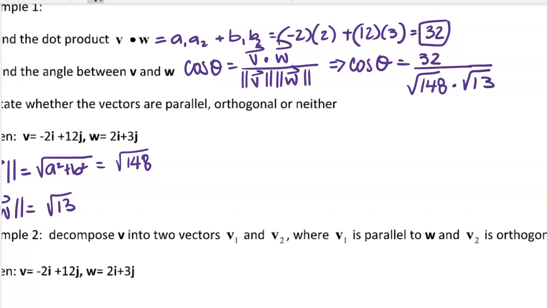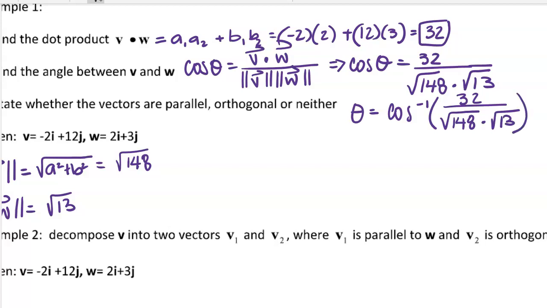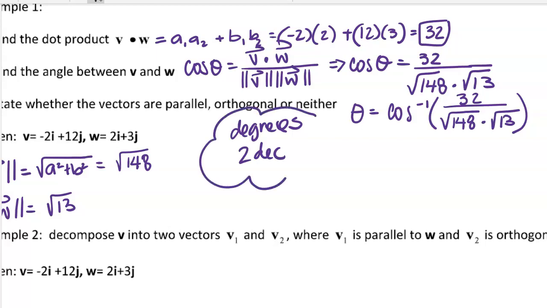Obviously, we're trying to look for theta. So, what do we do to both sides? Cosine inverse. Okay, this is where we can round if we were asked to round. So, take your calculator, punch that in. What do you guys want to do, degrees or radians? Degrees. Okay, so keep it in degrees. Let's agree to round to two decimal places, just to keep it consistent because it didn't say in the instruction.